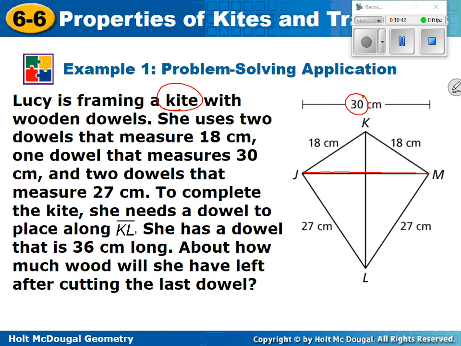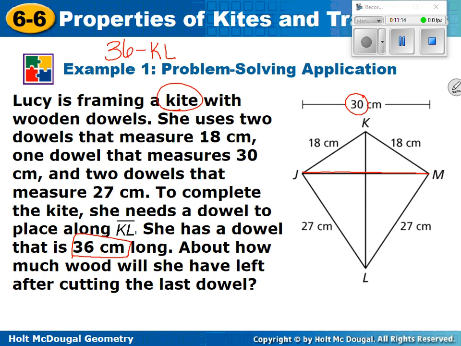And then it says that she needs one more dowel to go along the length of K to L. And she has 36 centimeters left. That's how long her dowel is. And we want to know how much will we have left after we make KL. So what are we going to have to do once we figure out the length of KL? Subtract it from 36. So final answer is going to be 36 minus KL. The question is, how can we find the length from K to L?